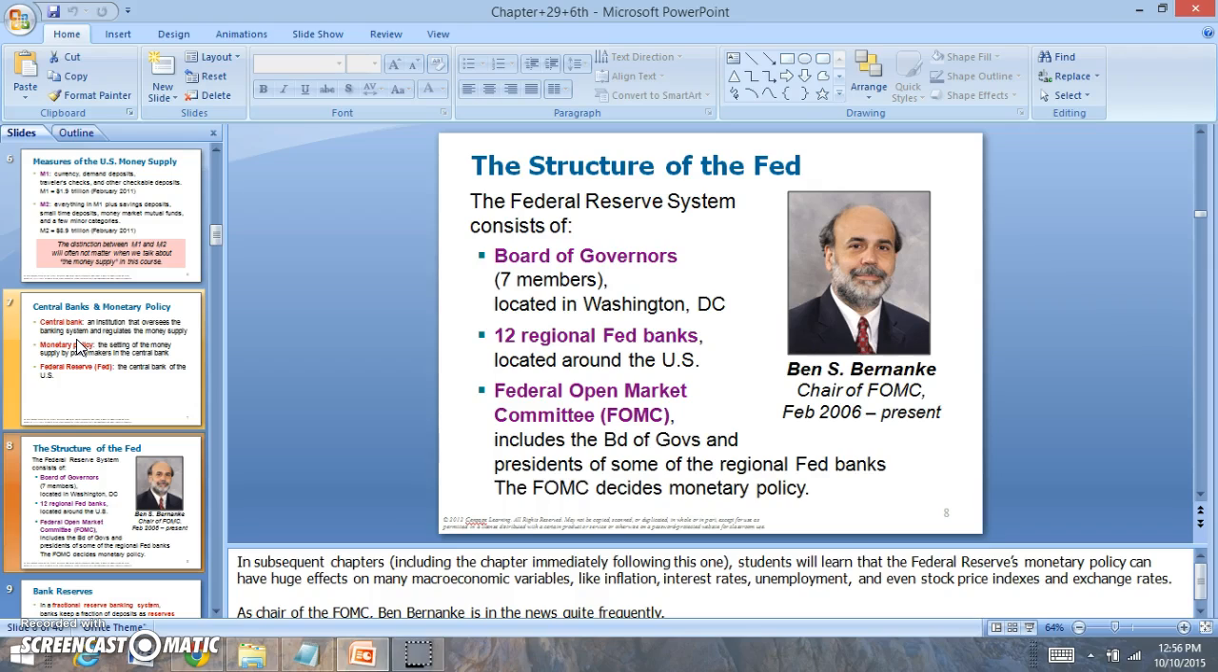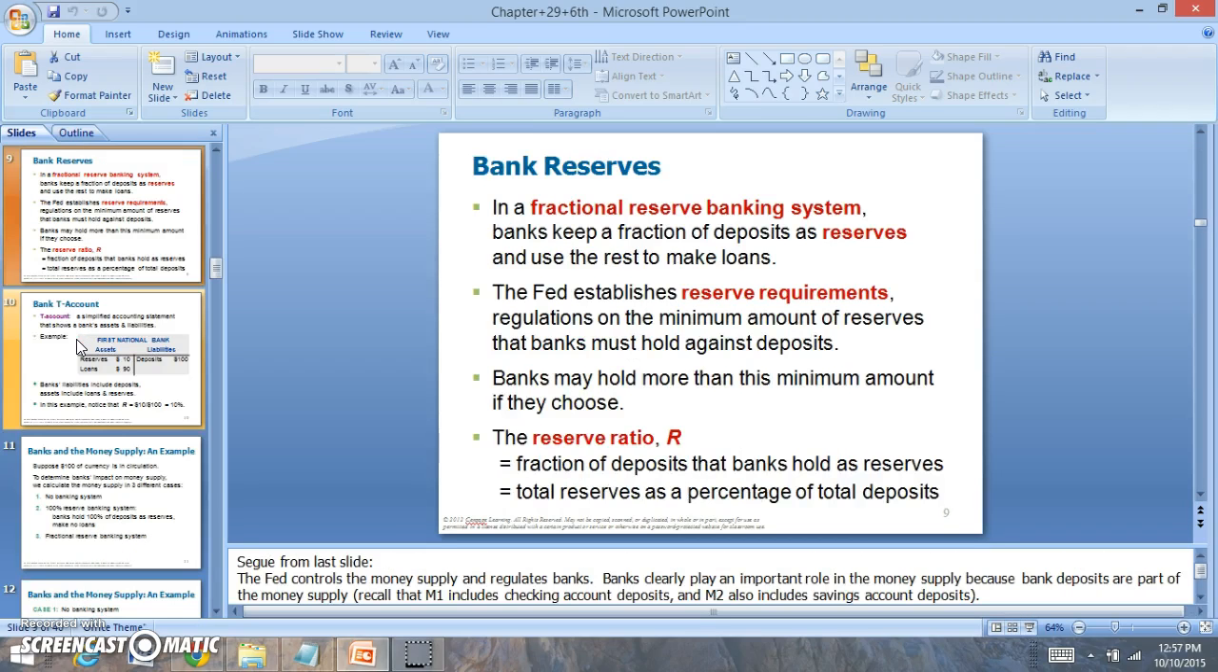When we look at the structure of the Fed, you'll notice that it consists of the 7 board of governors, the 12 regional banks, so the Fed is divided into 12 banks, and then the FOMC. The FOMC is who decides monetary policy, and that's very important for the test because the FOMC is the decision maker, and they're independent of the government in terms of decisions that are made.